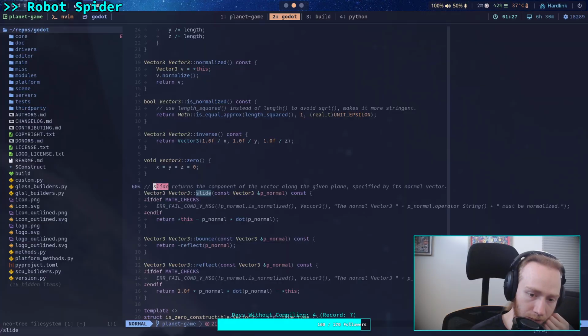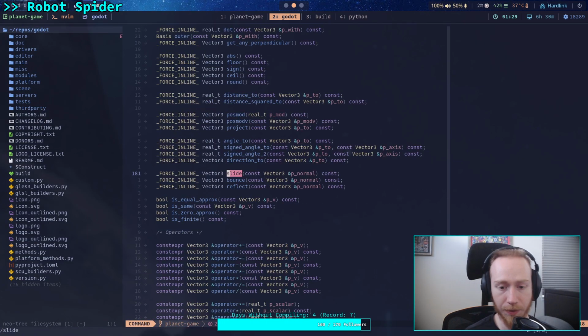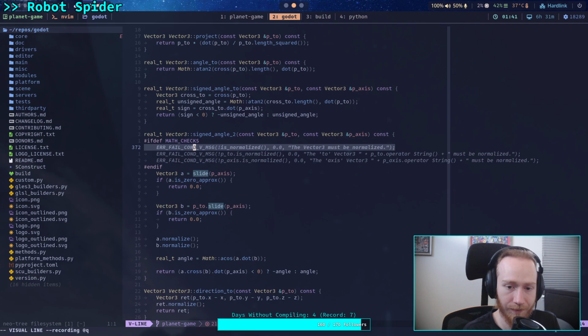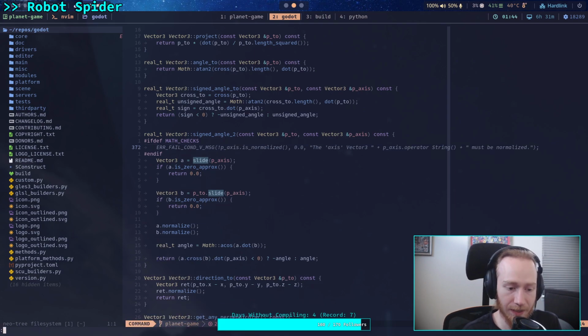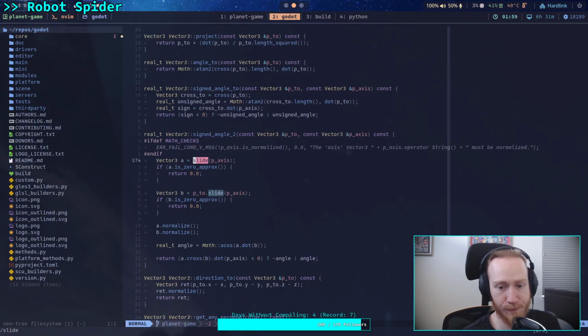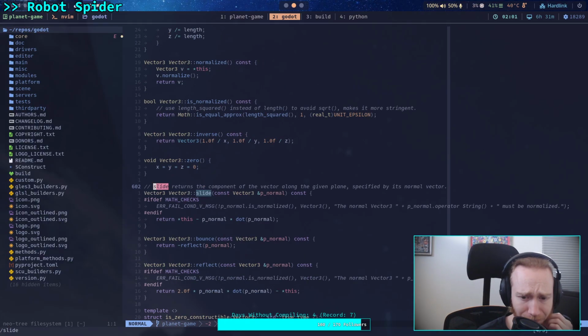Oh, slide. Okay, never mind. Slide requires the input to be normalized. Wait, no, that's just the axis. Yeah, alright, that's stupid. None of that's necessary. That's just my fault.